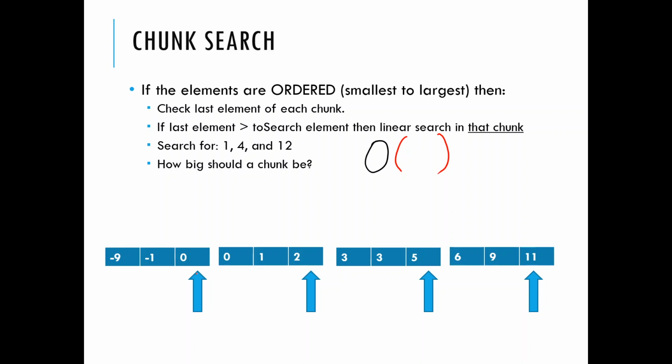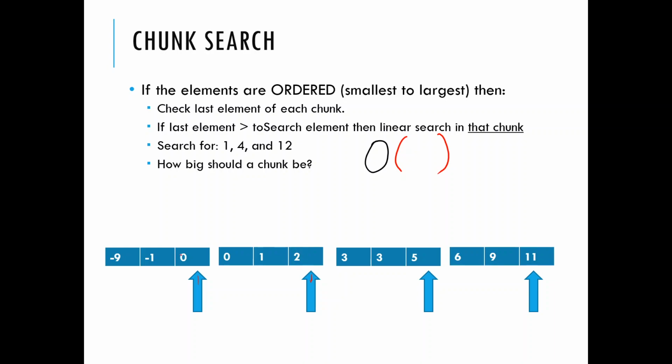I'm going to check this one. I'm going to check whether 0 is less than 1. Is it less than 1? Yes, it is. I'm going to keep on going. Okay, how about 2? Is 2 less than 1? No, it's not. Okay, I'm searching for 1 originally, and 1 is less than 2, so now I need to do a linear search through this chunk.